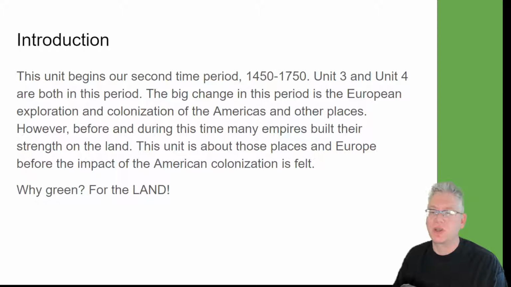This unit is about those places and also a little bit about Europe before the impact of the American colonization is felt. So it's a little bit about European governments, like absolutism versus constitutionalism. It's a bit about the Reformation and the Counter-Reformation and a couple other things as well. Our silly colors this time around is going to be green for land-based empires. Not incredibly creative, but hey, it works when you've got 9 units and only a certain number of colors. So there you go.